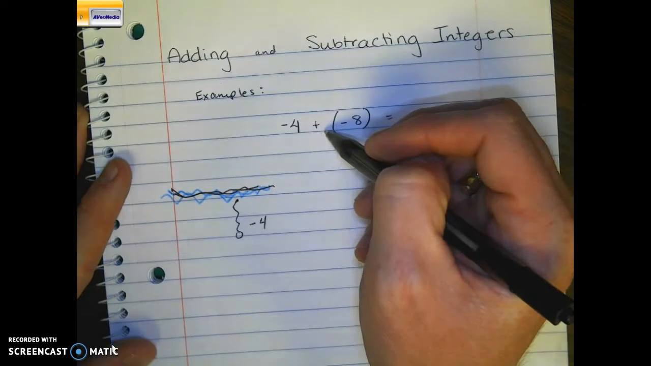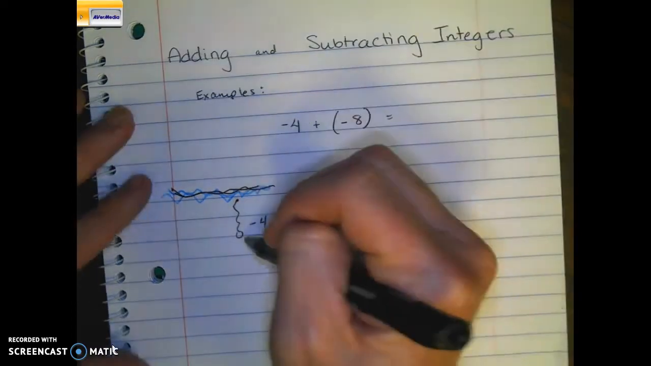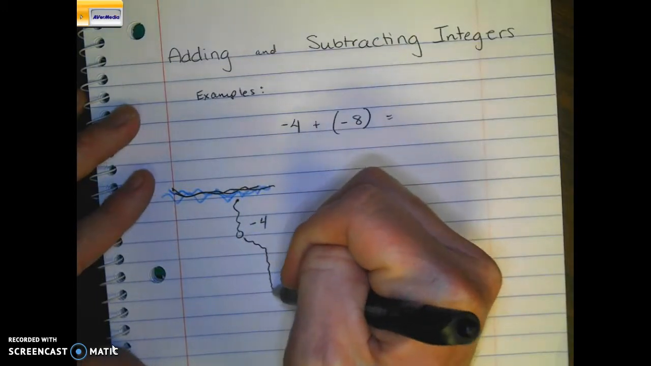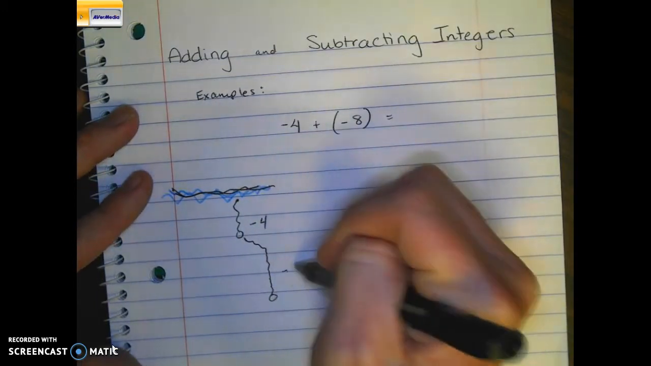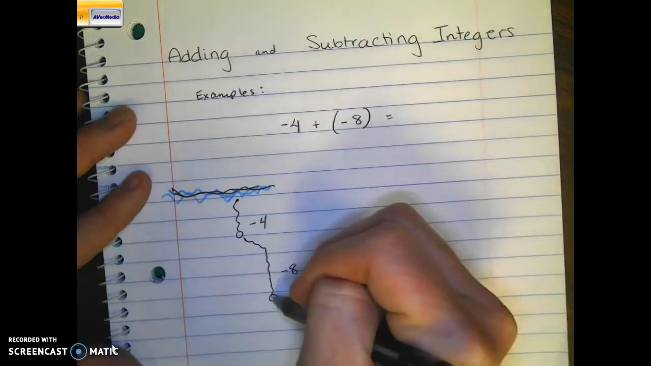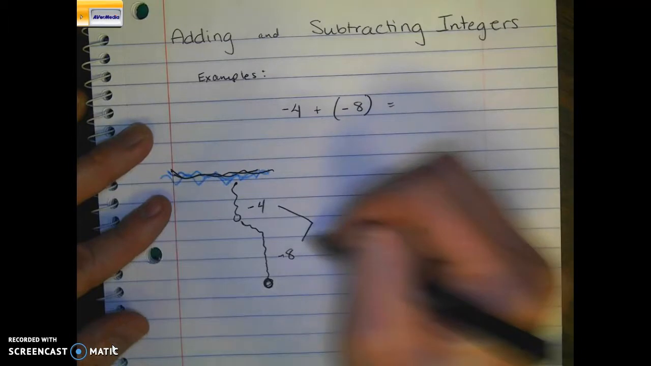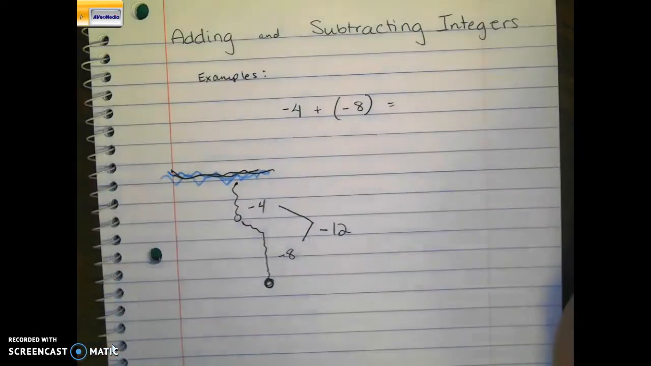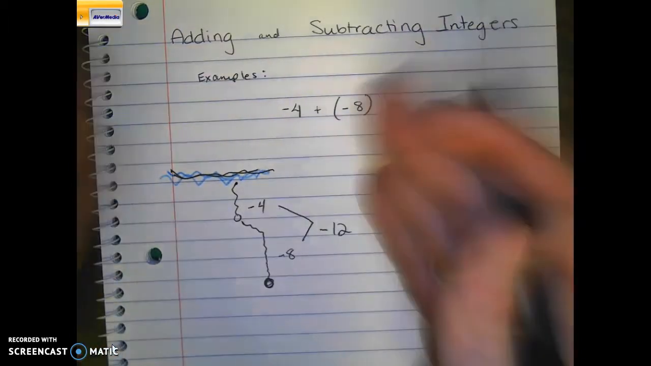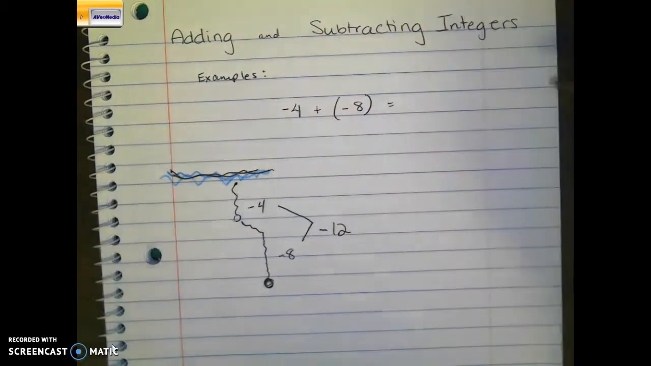And I don't know, it gets caught up in one of those jets in the pool, and then it goes this way, and then goes down another 8 feet. How far down total did this little coin go? Well, it went down -12 feet. Okay? That's all we're doing when we're adding integers.